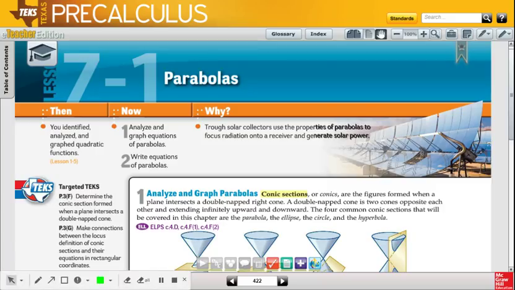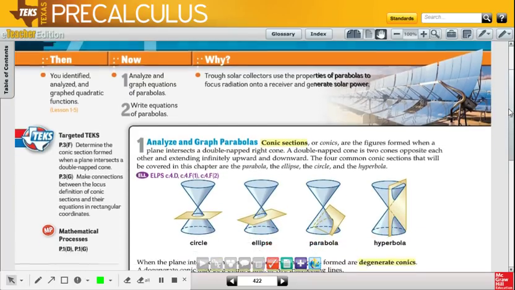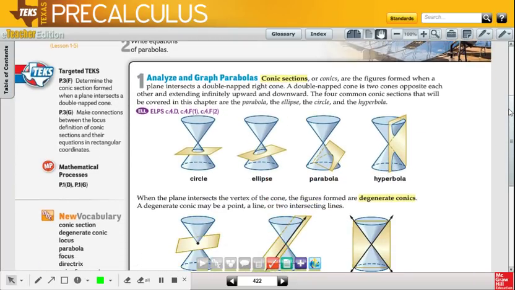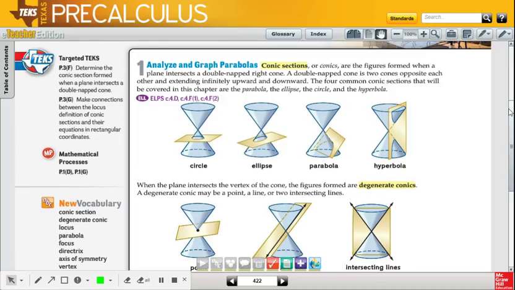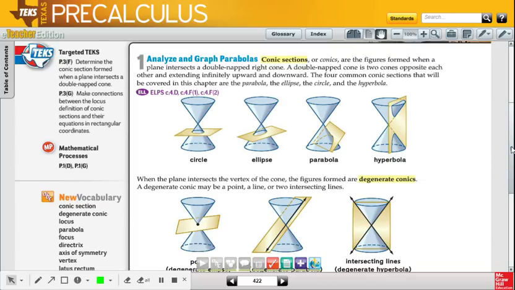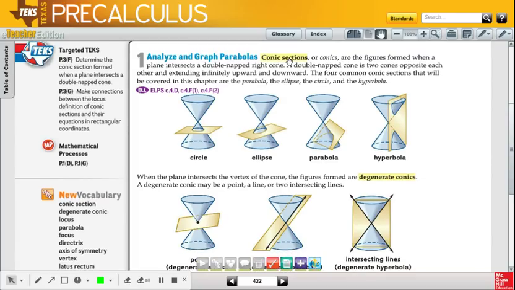Today we're going to go over 7-1 or 7.1, parabolas. So let's talk about how to analyze and graph parabolas. Now I will not require you to copy down all the information, but let's talk about conic sections.